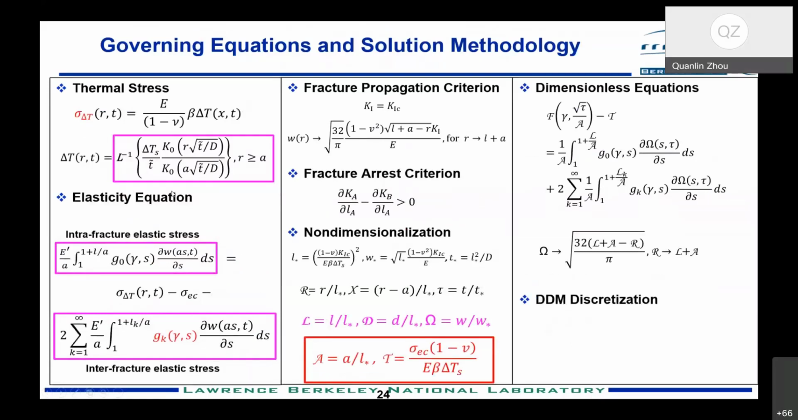The temperature field is different because this is 1D radial flow, with temperature in the Laplace domain, and then we have intra-fracture elastic stress. That is from the literature. We derived this for multi-fracture interaction. In this case, we have the same thing here and the same thing here, but we have one more parameter. That means A is a dimensionless well radius.